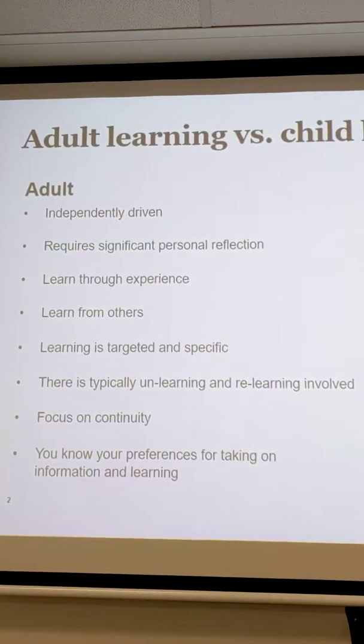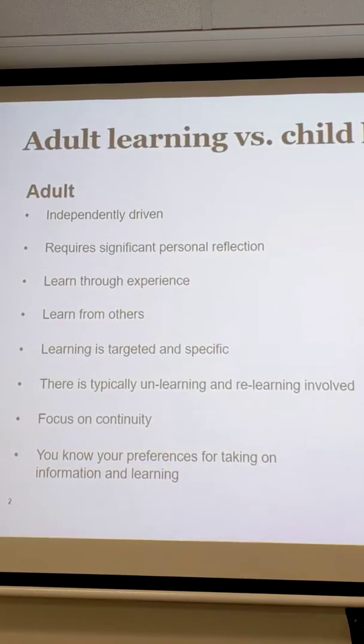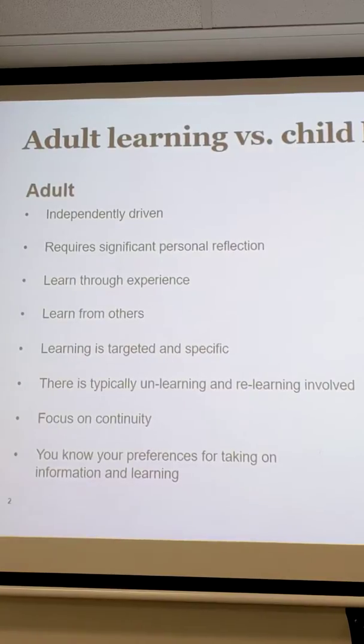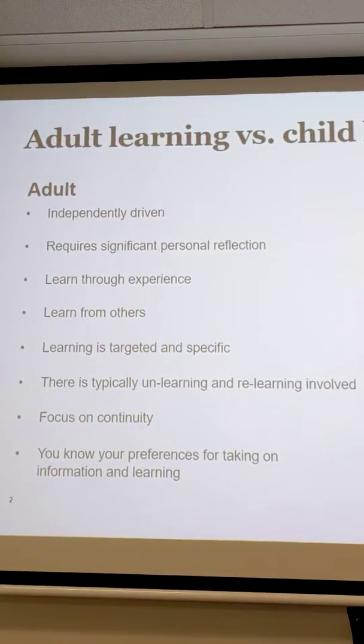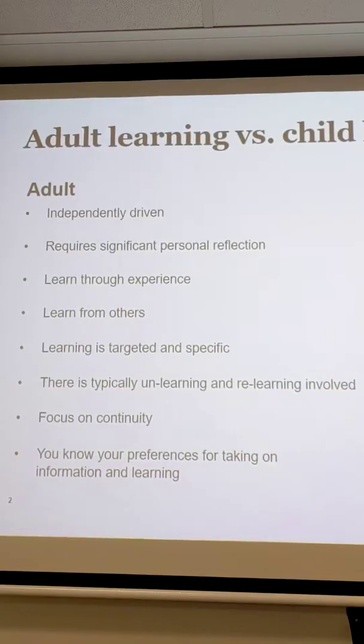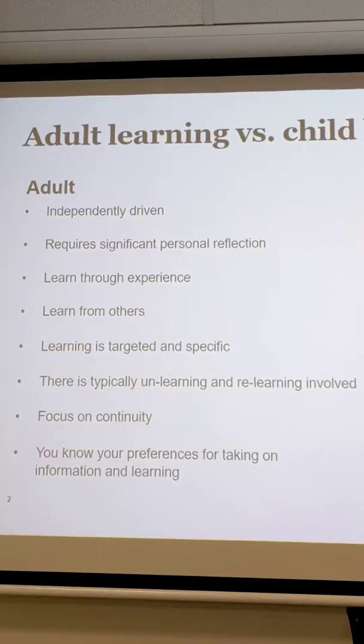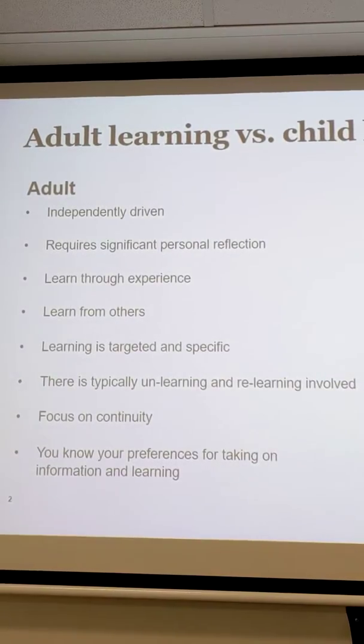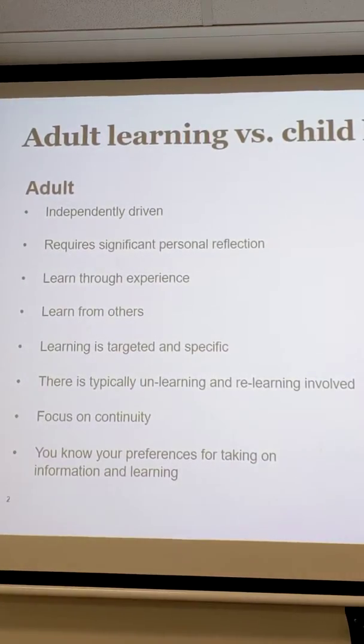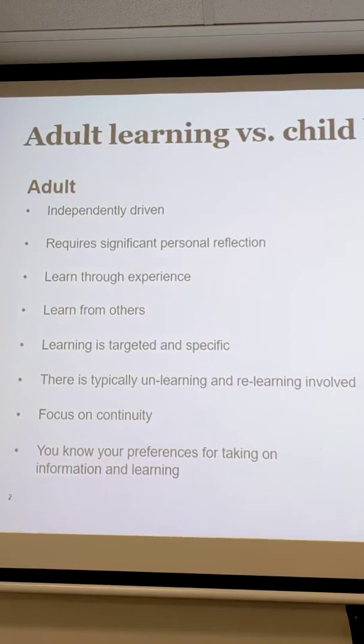That's what makes learning as an adult really, really tough, because sometimes we have to forget about the things that we've been trained to do in the past, unlearn it, and then relearn a different way of doing things. There's also a focus on continuity. So over on the child side, we spoke about a focus on completion and achievement. As an adult, it's about always learning. Every single day, every single hour, every single week, learning something different.